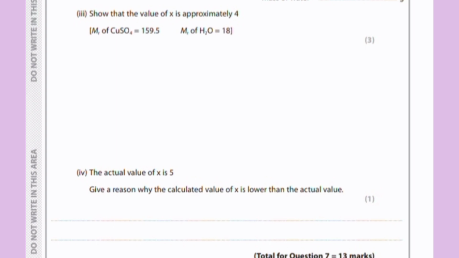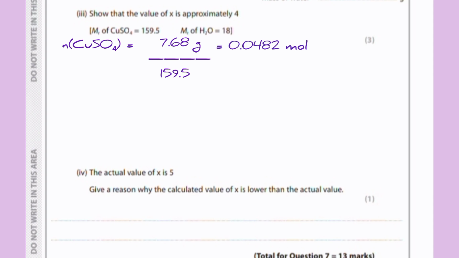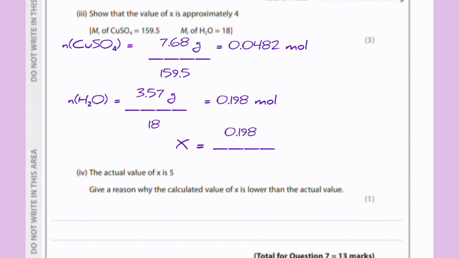So for the moles of CuSO4, we will divide 7.68 grams by 159.5, which gives us a value of 0.0482 moles. Next, we will find the moles of H2O. For that, we will divide 3.57 grams by 18, giving us a value of 0.198 moles. Now to find the value of X, we will divide the larger of the two mole values by the smaller mole value. So in this case, we will divide 0.198 by 0.0482 moles, giving us a value of 4, and that's the end of that question.